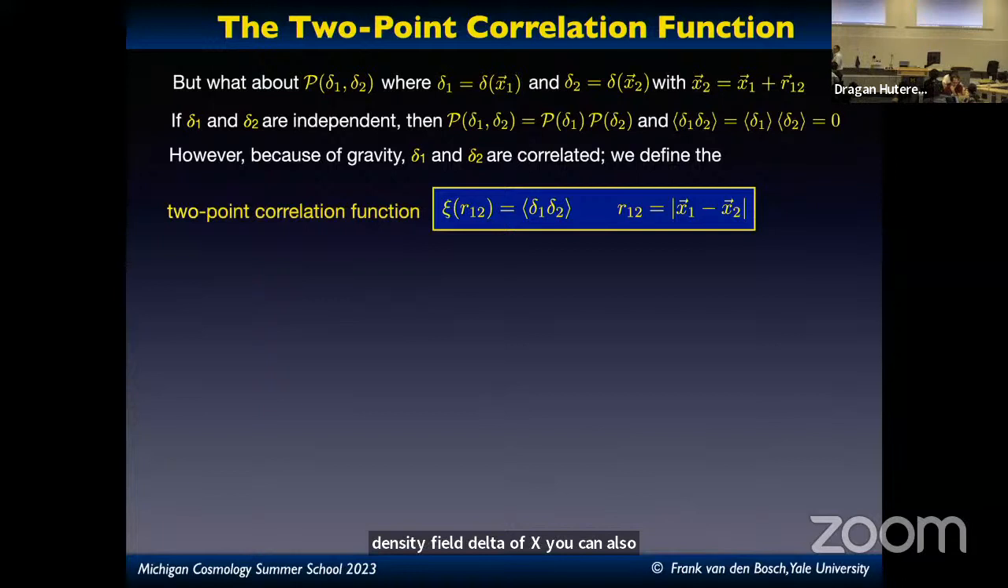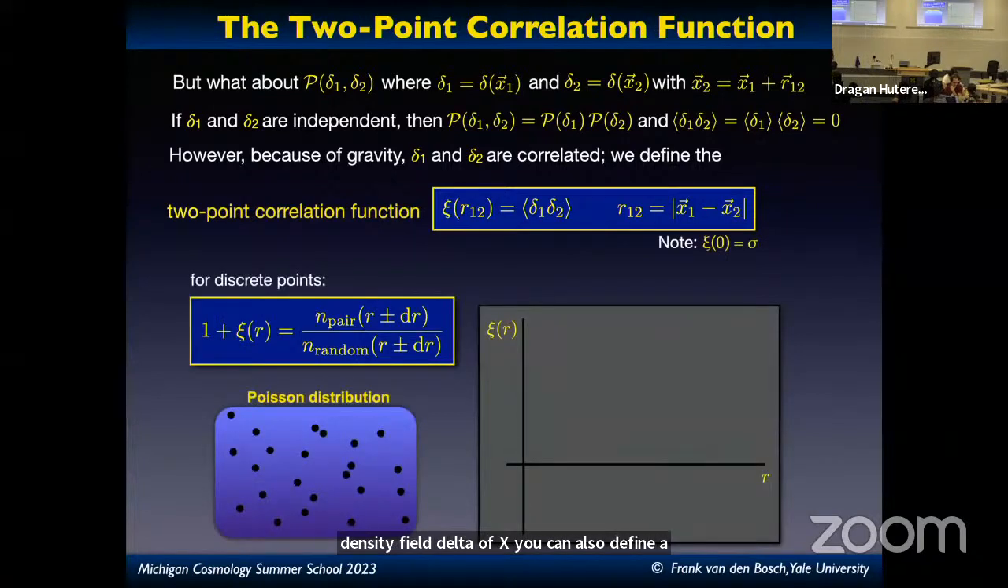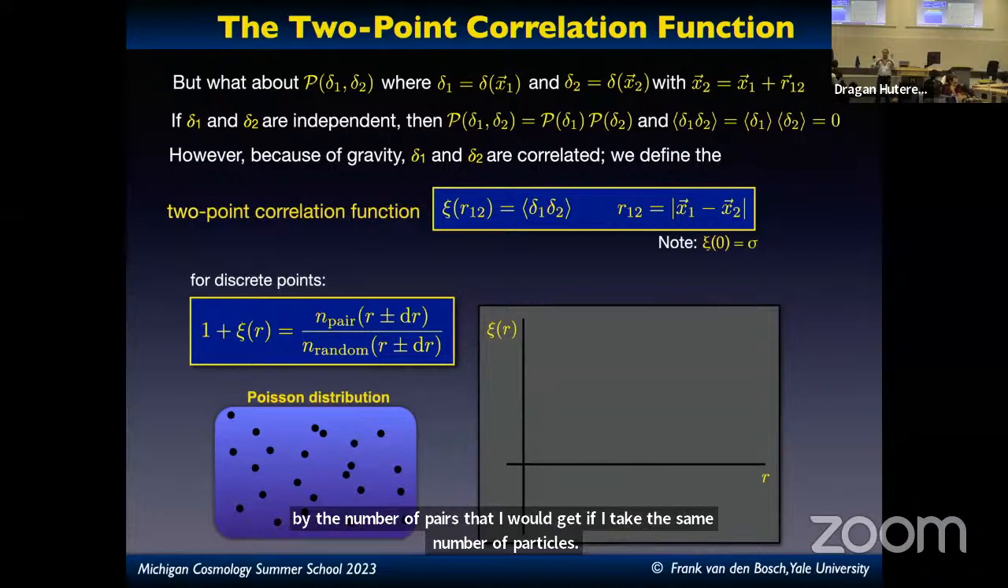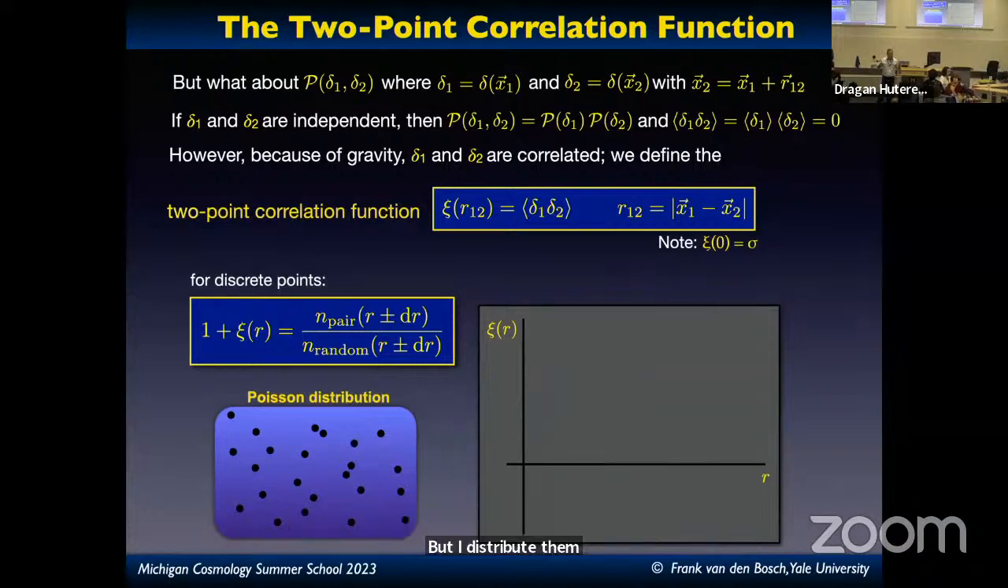You can also define the two-point correlation function for a discrete distribution of points or particles, dark matter particles, galaxies, you name it. The way you do that is you say, well, 1 plus psi of r, the two-point correlation function, is the ratio between the number of pairs of particles separated by a distance r divided by the number of pairs that I would get if I take the same number of particles, but I distribute them randomly. Randomly means according to a Poisson process. And that means if I put down my nth point, it's independent of where I put down my previous n minus 1 points. That's a random Poisson process.